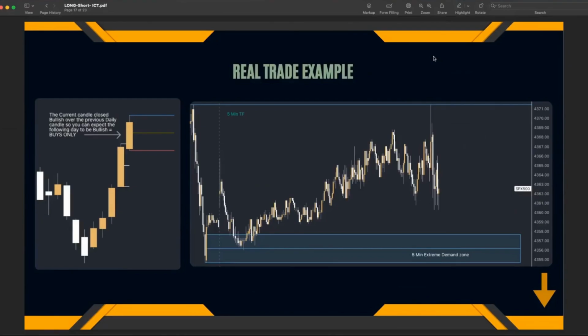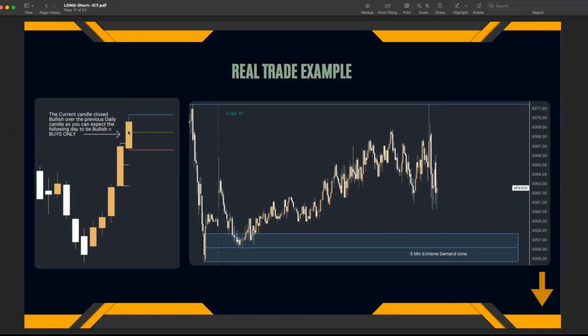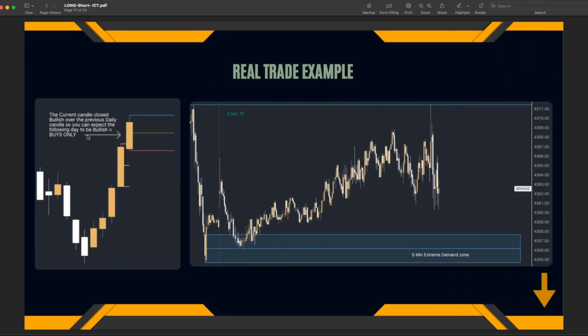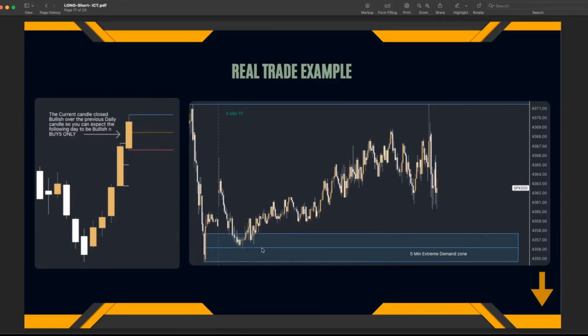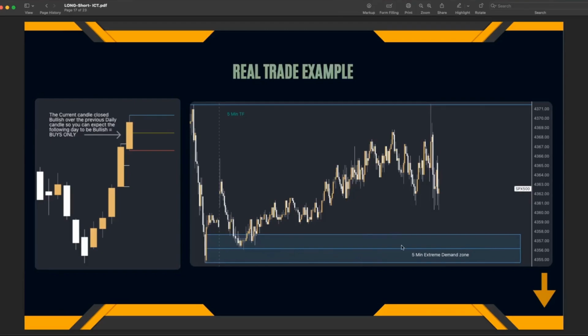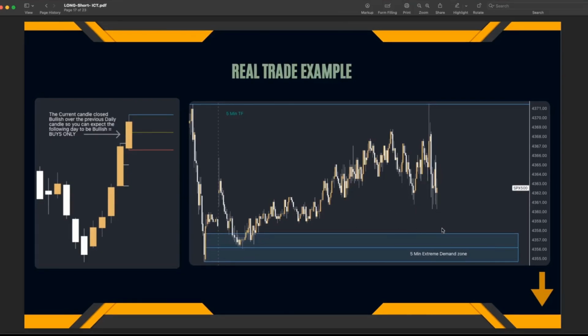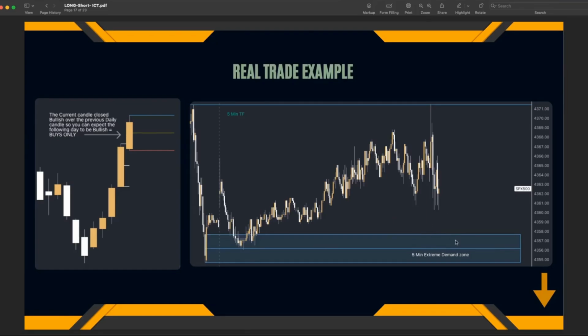Okay, so here's a quick real trade example. Let's say that the current candle that we're looking at closed bullish over the previous daily candle. So that means we can expect that the following day to be bullish or have bullish momentum, meaning we should only be looking for buys. You can see for our current trading session, I set up my 5-minute extreme demand zone because there's all this liquidity under here. And we're going to wait for price to come down and touch our zone.